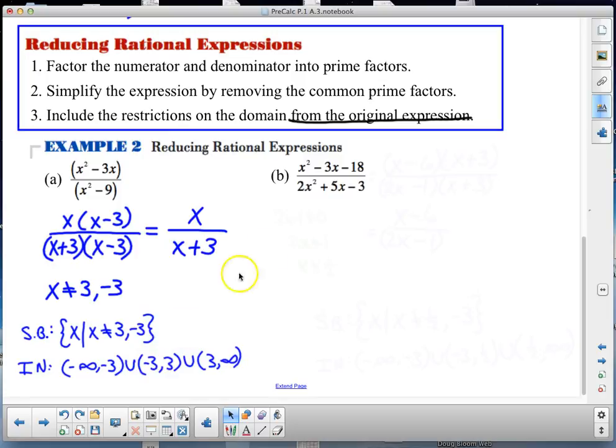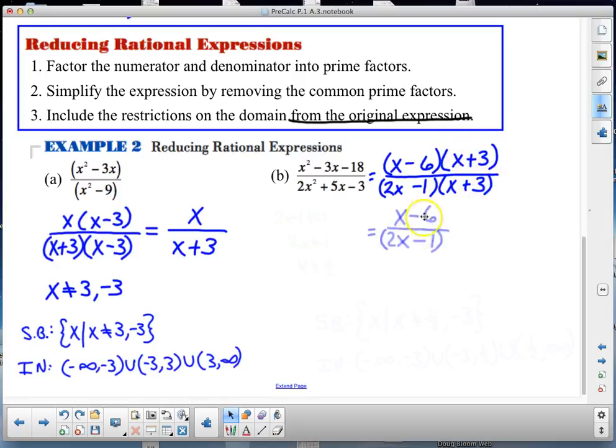The first thing I've got to do, I look at the problem and I go for factoring it. So x minus 6, x plus 3. Negative 6 and 3, got those. This is 2x up front. A 3 has got to be here and a 1 here. So I've got 2x minus 1, x plus 3. And now the x plus 3's will cancel out. They become 1. So I can get this down to x minus 6 over 2x minus 1, reducing it.